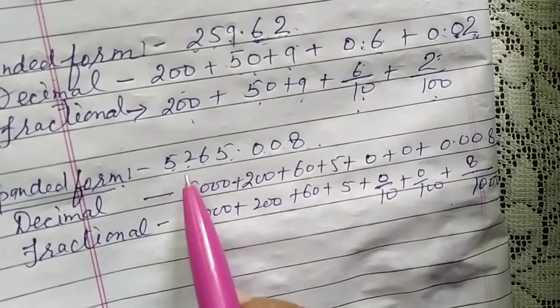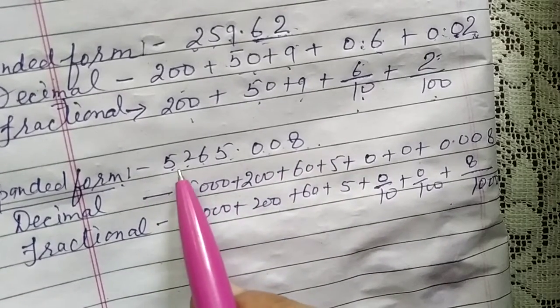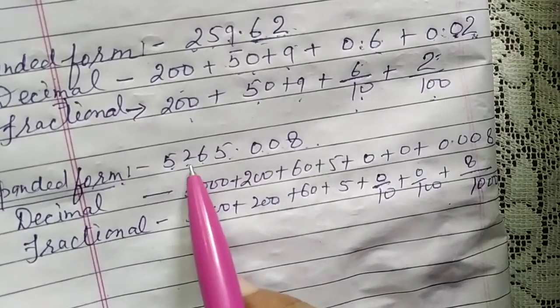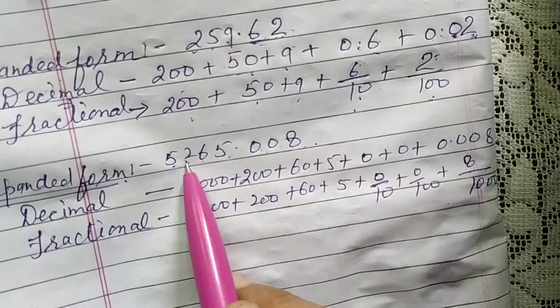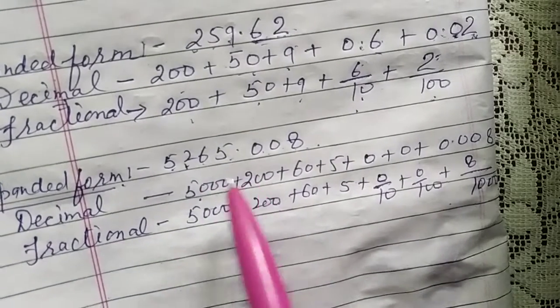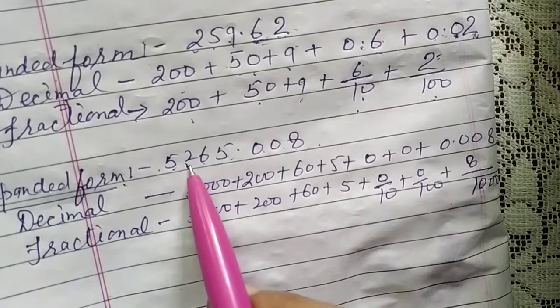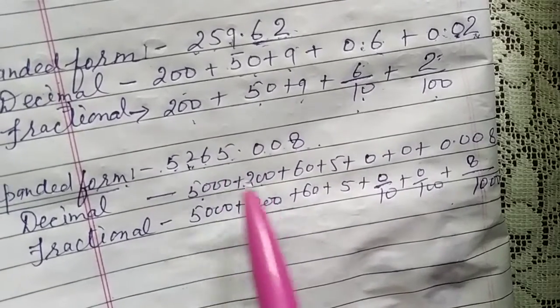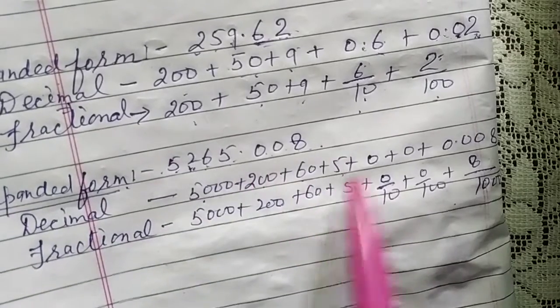5265.008. Okay, now, in decimal form, how will we expand it? 5000, so 200. What we are reading, we are writing. जैसे हम इसे पढ़ते हैं वैसे इसको लिखते हैं. Okay, 5265. The 200, then 60, then 5.